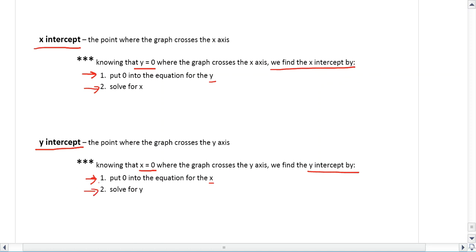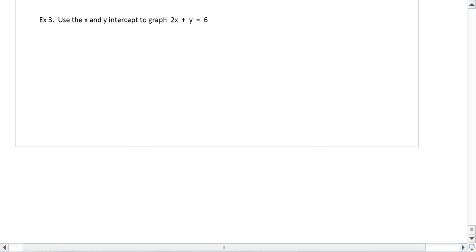All right, this last example asks us to use the x and y intercepts to graph this line. So we're not going to make a t-chart this time. We're going to find the two intercepts and then we're going to connect those dots. So let's go through this algebraically. First of all, to find the x-intercept, remember we're going to let y equal 0 and solve for x.